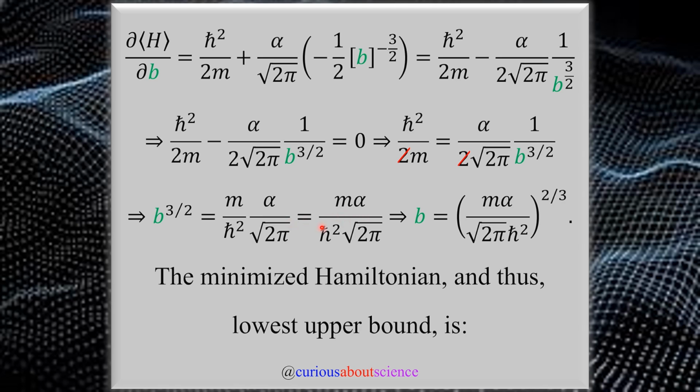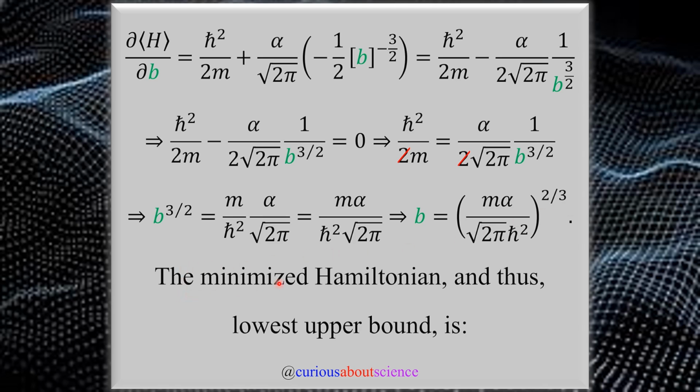So that gives us m alpha over h bar squared root 2 pi. And to get rid of this 3/2 power, we would take the 2/3 power to both sides. Hence, b equals m alpha over 2 pi and the square root h bar squared, but to the 2/3 power. Again, a lot of algebra and a lot more to come, so be very careful on how you simplify with these powers because it gets messy.